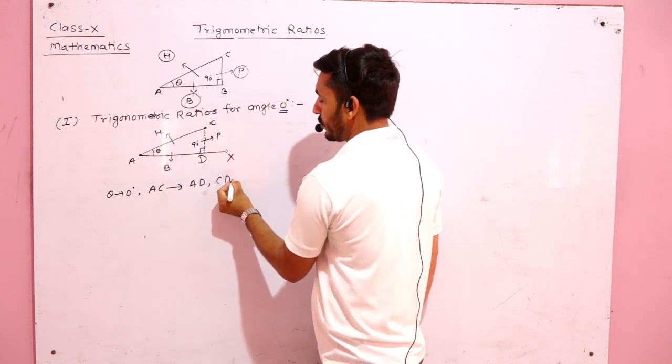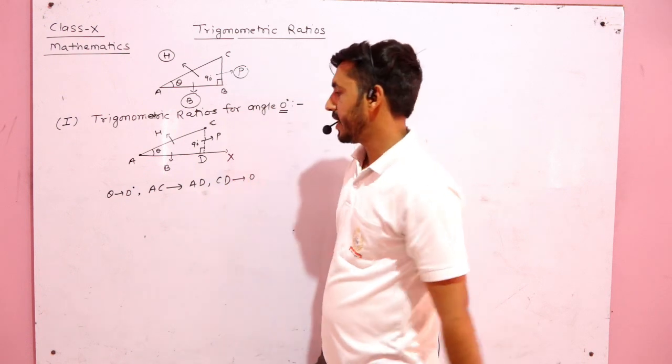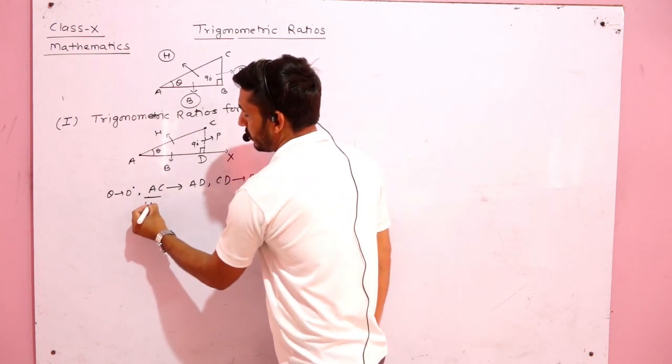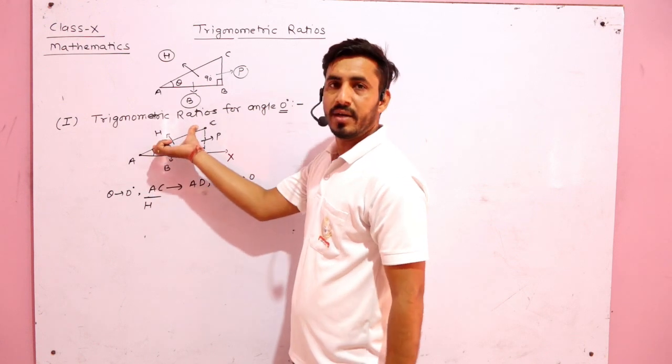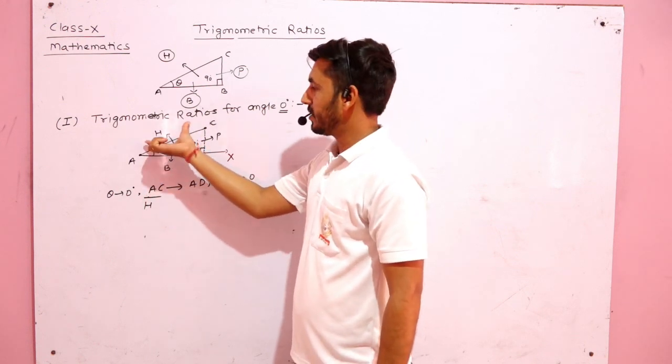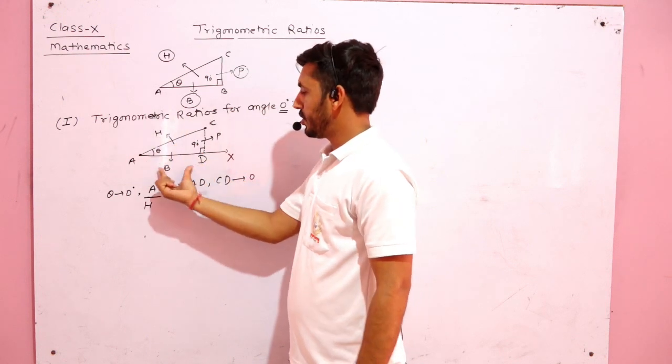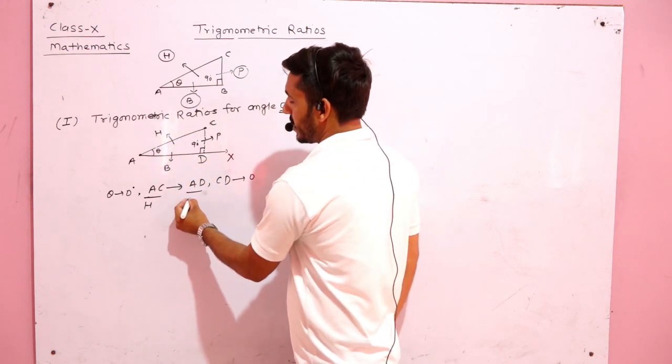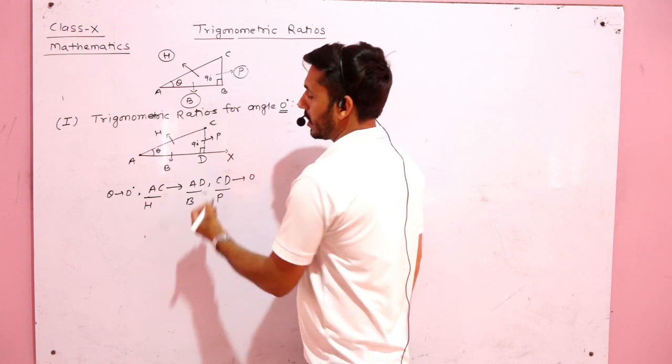In this condition CD tends to 0. It means this is the hypotenuse. You can see here in this condition, okay, this is hypotenuse, this is base, and this is perpendicular.